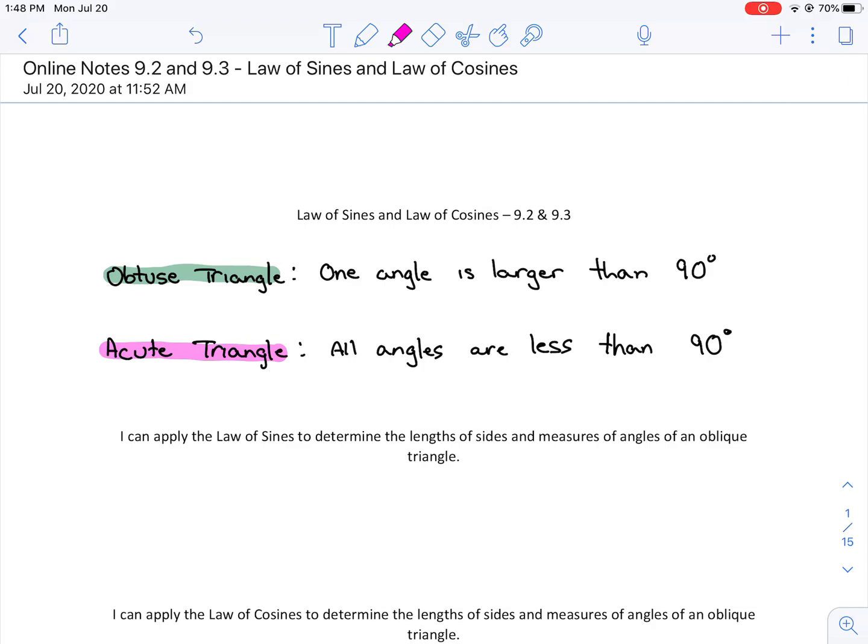Well, there are two laws that can help, and in this video I'll be introducing and proving the law of sines. In later lessons, you will learn about the law of cosines. Let's begin.